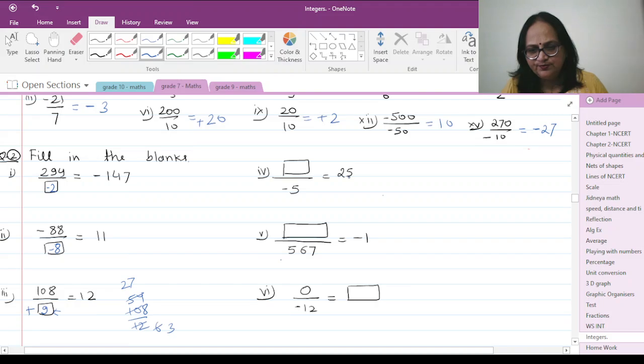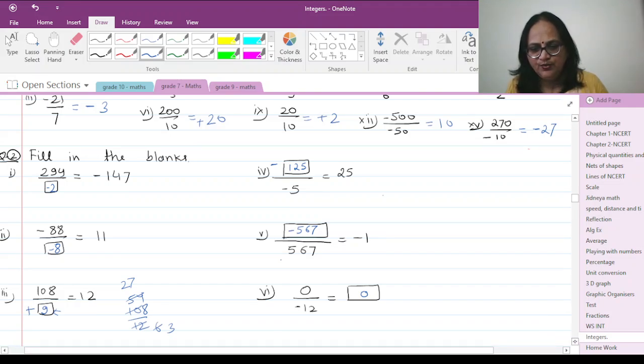Here the answer is plus 25 and in the numerator I have negative. Since my answer is positive, I should have a negative number in the numerator as well, right? Minus 125 divided by minus 5 will give you positive 25. Here the answer is minus 1, so in the numerator I will have to take minus. 0 divided by something is always 0. Correct?